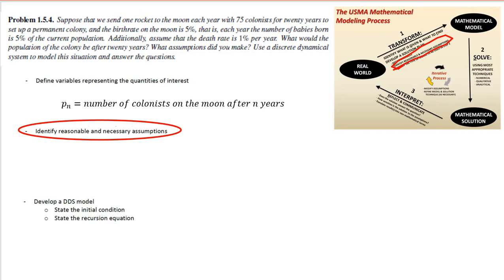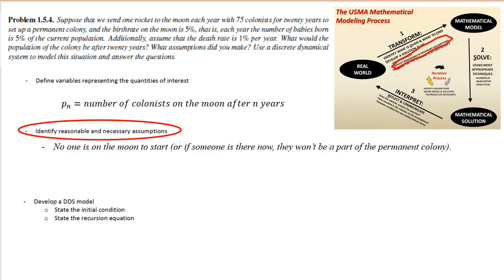The next step before we actually develop a model is to identify some assumptions that will guide us in developing the model. The first assumption that we should make is that there is not a permanent colony on the moon right now. No one is living on the moon. And we do this so that we can determine our initial condition, our starting point for the population in this permanent colony on the moon.